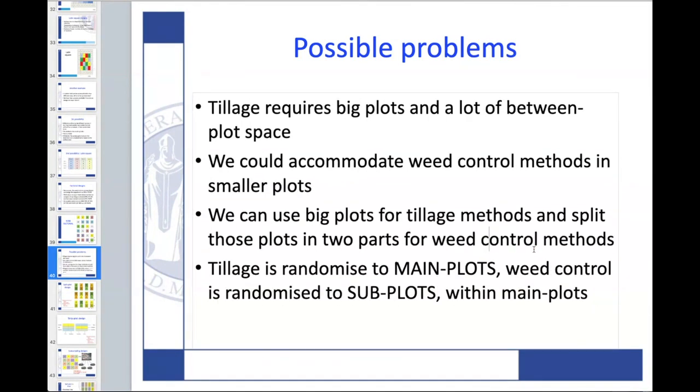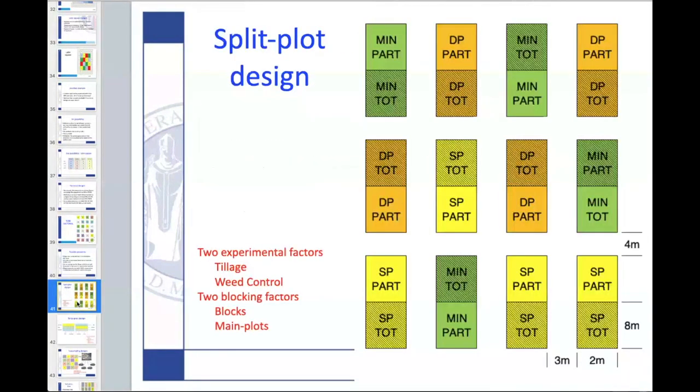So what we do is a design like this. You see, we have couples of small plots. So this would be a main plot, big one, and it would be in total 16 meters long, 8 and 8. And this big plot, and the tillage methods are allocated to these big plots.